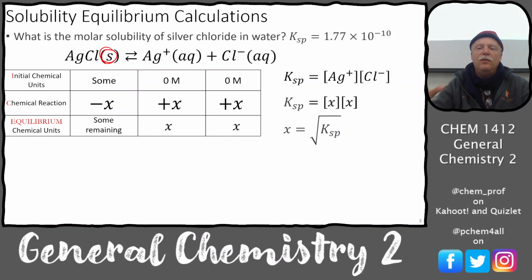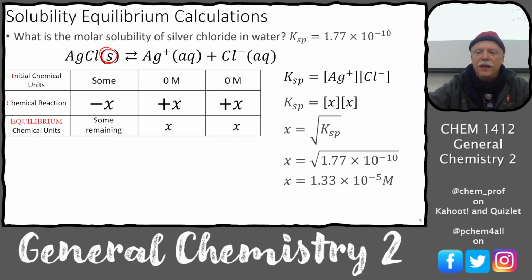And so then we can rearrange that, and X, that molar solubility, if we lose 1 mole of the silver chloride, that is X, and so it's the square root of KSP. So whatever that KSP is, you take the square root, that's the molar solubility of silver chloride. So we take the square root of 1.77 times 10 to the minus 10, and we end up with 1.33 times 10 to the minus 5 molar.